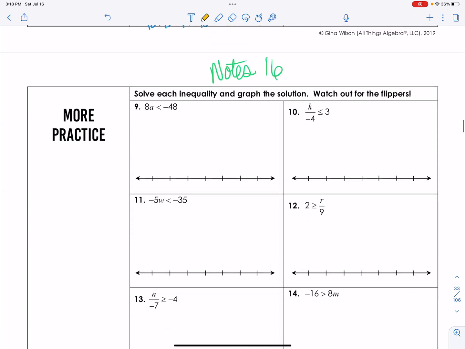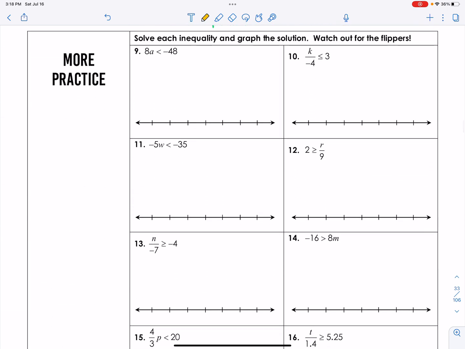Okay, so let's take a look at number 9. To do this, I'm dividing both sides by a positive number. I do not flip the inequality sign. It stays. 8 is positive. I'm dividing by a positive, so it stays the same. So -6, open circle, -5, -4, -3, -7, -8, -9. So I would do -6, and it's less than, so it's going this way.